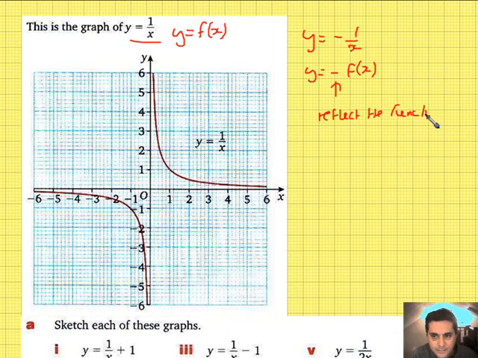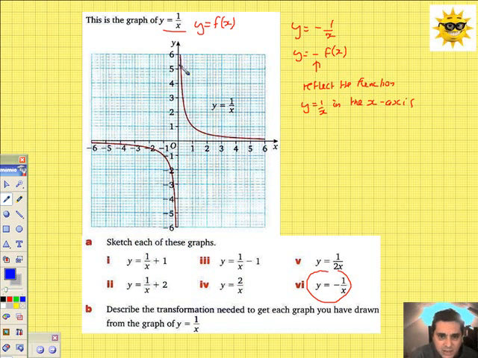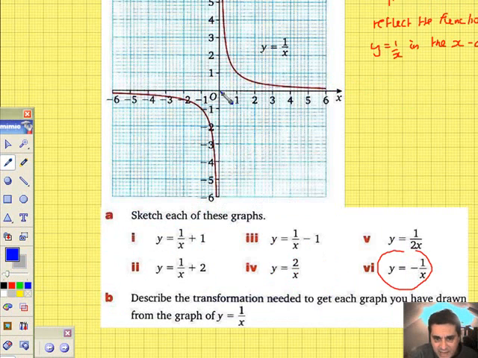the function y equals 1 over x in the x-axis. Do you remember that? So minus the function of x reflected the x-axis. Actually, it's quite nice to draw. So this part reflected in the x-axis produces something like this.